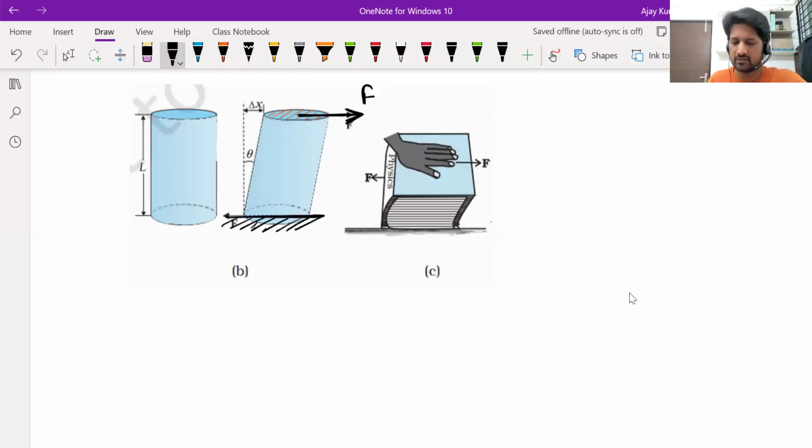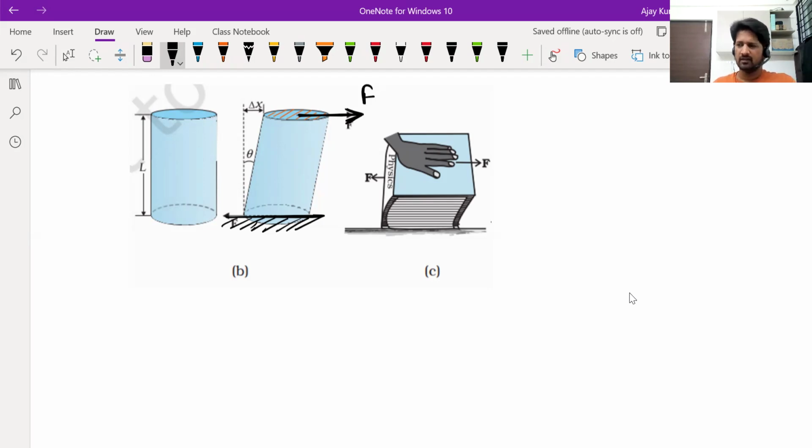If it is fixed to a rigid surface, then that lower surface won't move anyway. You apply a tangential stress like this, which means you apply a force parallel to the area of cross section. In some cases, you may be able to notice it. Like in the case of a book, you apply a tangential force on the upper cover of the book. Definitely, you will see the book deforming.